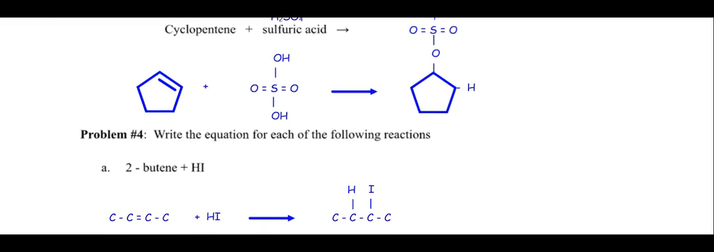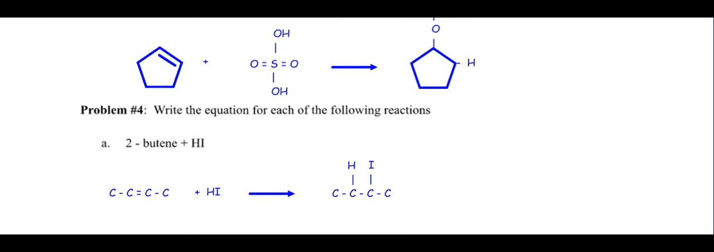All right, welcome back. This is what I did. So I broke the bond, put the hydrogen on one, the iodine on the other one. Now, can I ask you something? Could I have done this instead? What do you think? The answer is sure. How would I name this? 2-iodobutane. Okay, how would you have named this? 2-iodobutane. It's the same thing, isn't it?